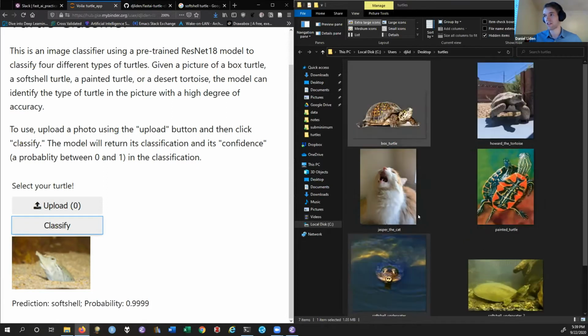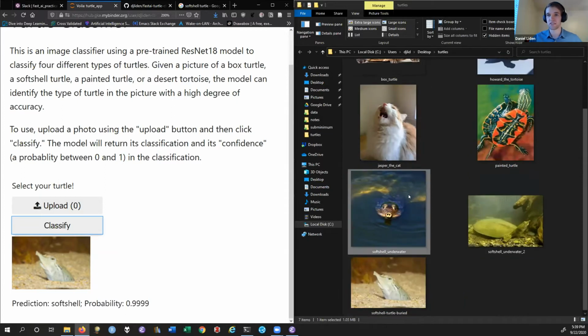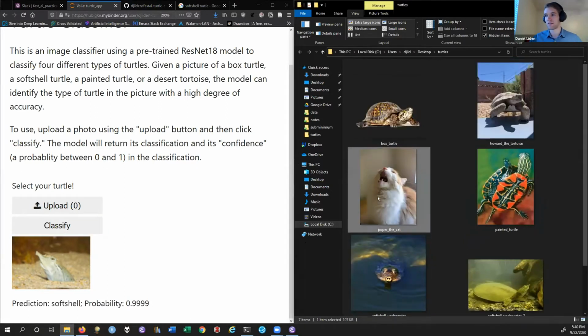All of the others that I looked at here were predictably pretty accurate. So I won't go through all the rest of these. But I thought it was, again, pretty interesting that you had this one sort of outlier case where it got it correct, but wasn't very confident. It was actually more confident that if this were a turtle, it would be a soft shell turtle, my cat.